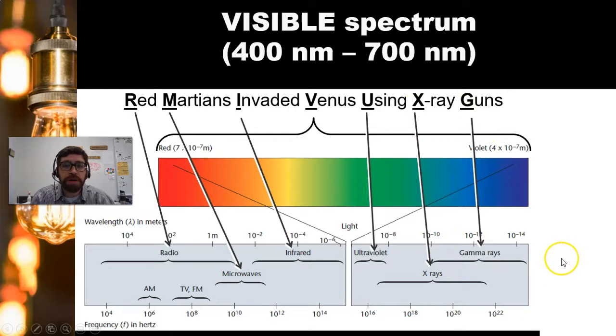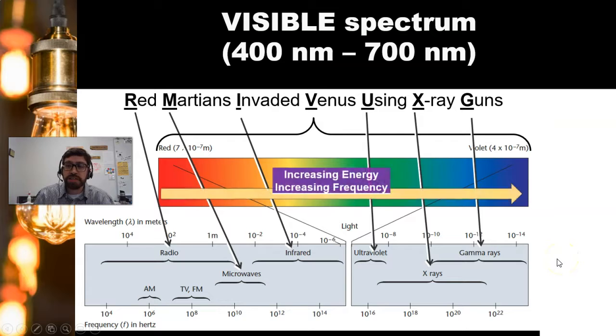And what you need to know about this little saying, red Martians invaded Venus using X-ray guns, is that it puts all of the regions in order of, and this is important, increasing frequency and increasing energy. So you need to know, again, that the radio and microwave end of the spectrum is low energy, low frequency, safe stuff. But the X-ray, gamma ray end of the spectrum is high energy, high frequency, and that is nasty stuff.